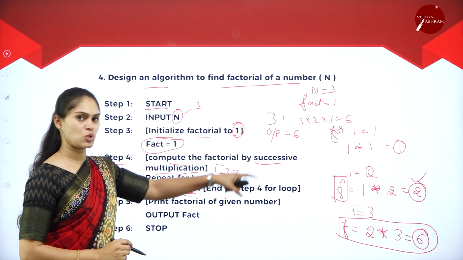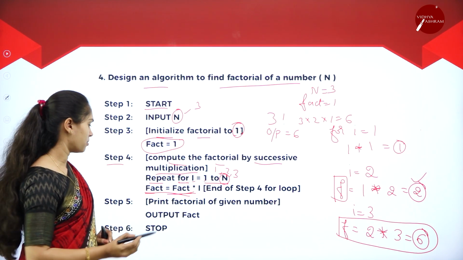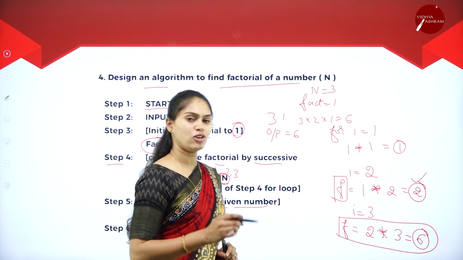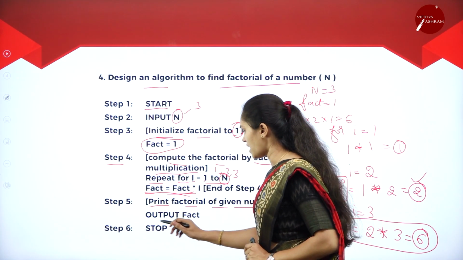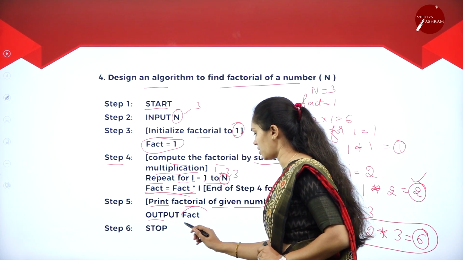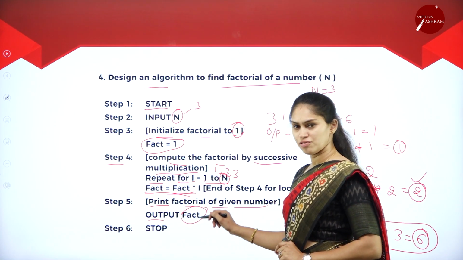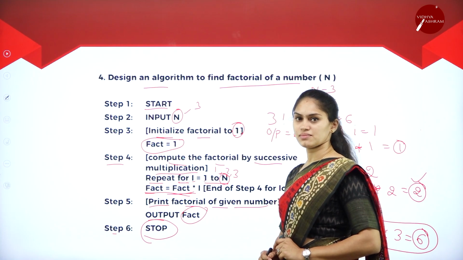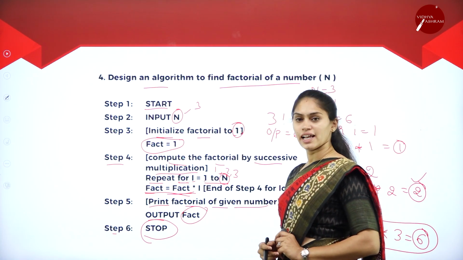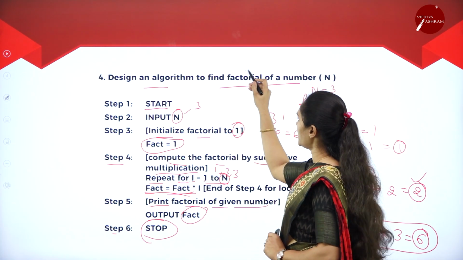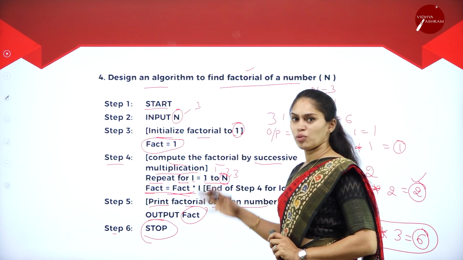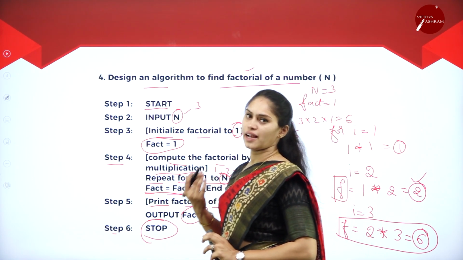So in order to get this, we have written this algorithm. Okay. So print the factorial of a given number. Where has the value of the factorial been stored? It has been stored in the fact variable. So output fact. Then at the last step we need to stop. So this is the algorithm to find the factorial of a given number. Okay, I hope you understood how to write an algorithm.